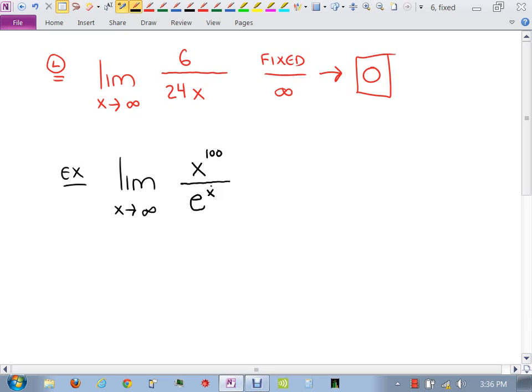Now this is where I asked you, in 3.1, the video, I showed you what e to the x did, right? And as you go to infinity, e to the x goes to infinity, doesn't it? So we have infinity over infinity. So we're going to use L'Hopital's rule, aren't we? So when I use L'Hopital's rule here, as x goes to infinity, what do I get? 100 x to the 99 over e to the x. I'm subtracting 1 from 100, 100 minus 1.